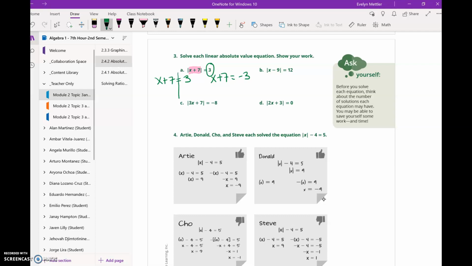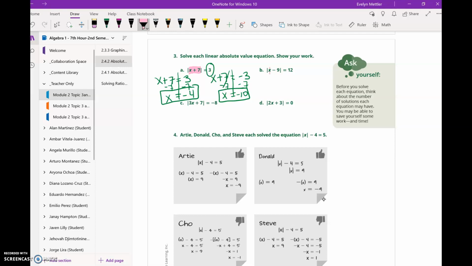Now, the great thing is we can solve these the same way. We know how to solve an equation like this. We're just going to subtract 7 from both sides. So x equals negative 4 is my first answer. And then x equals negative 10 is my second. So I'm saying negative 4 plus 7 is a distance of 3, and negative 10 plus 7 is also a distance of 3. So when we solve absolute value equations, we need to make sure that we're getting two answers, okay?